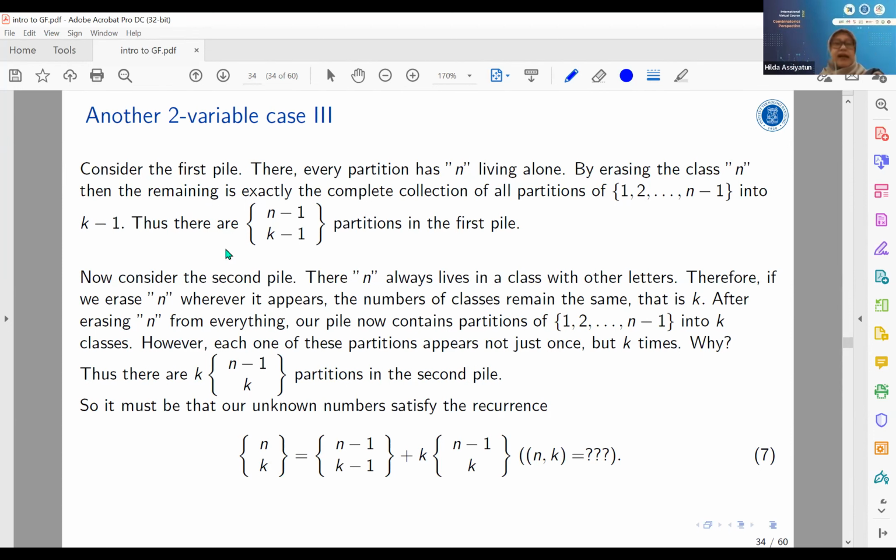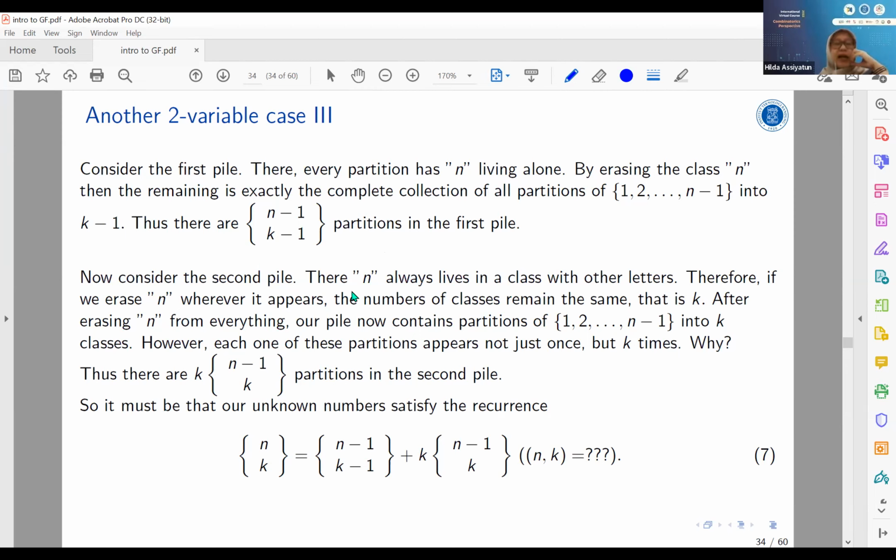So how many are there? It should be this many: n-1, k-1. So these are the number of partitions in the first pile. How about the second one?